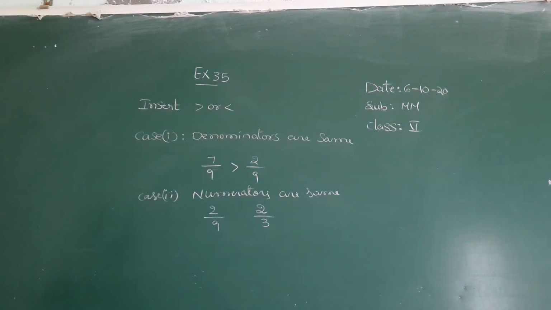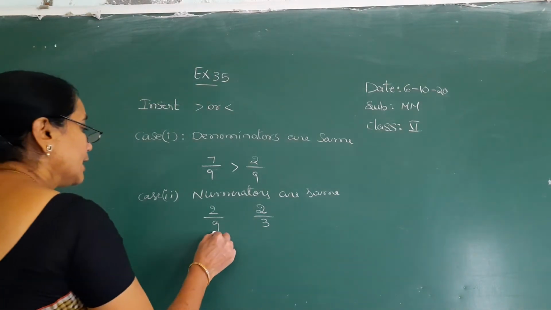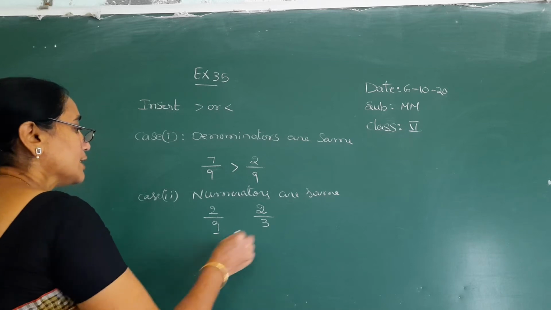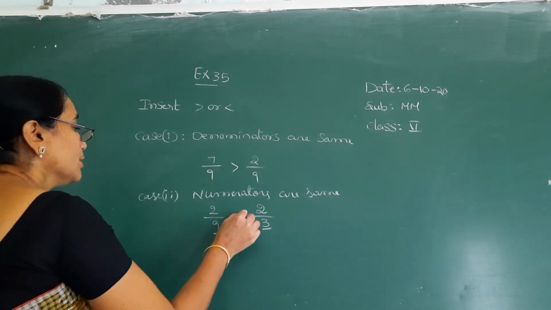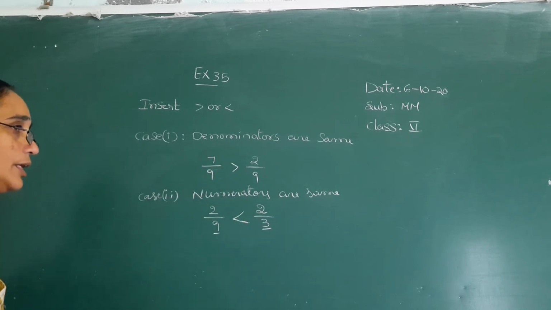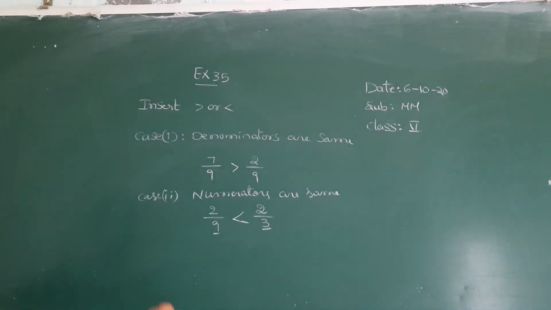We have to compare the denominators, where the fraction in which the denominator is smallest is the greater fraction. Here it is divided into 9 parts and it is divided into 3 parts. So you get this as more value. So it is more. Where the denominator is smaller, that fraction is greater.